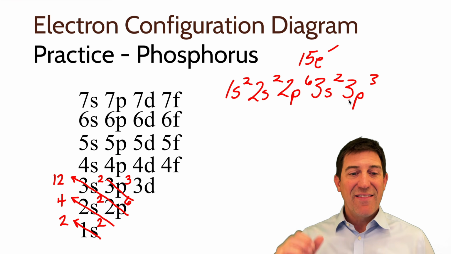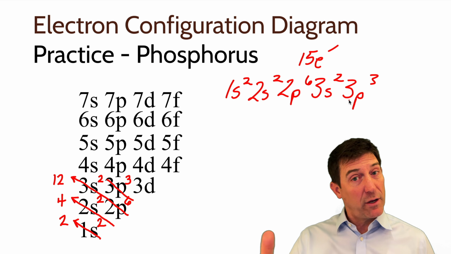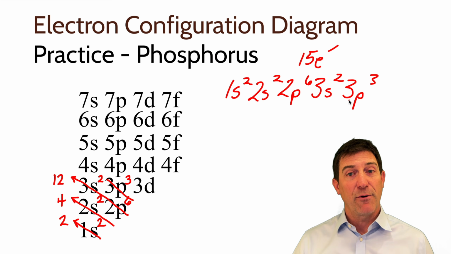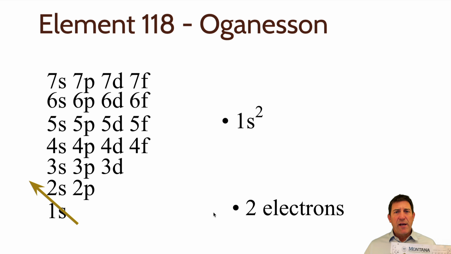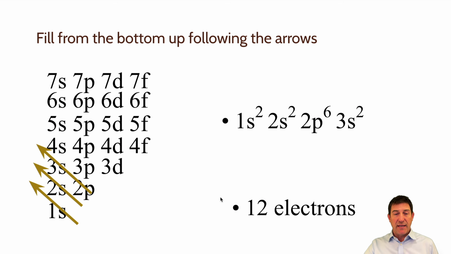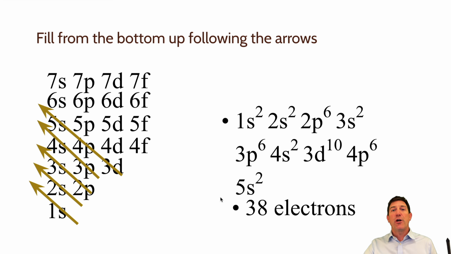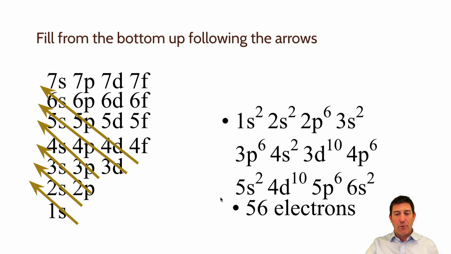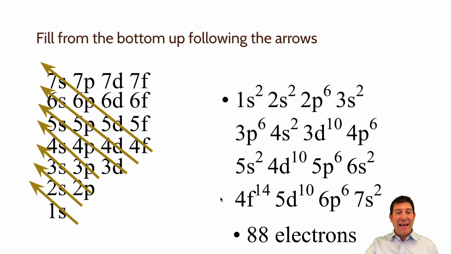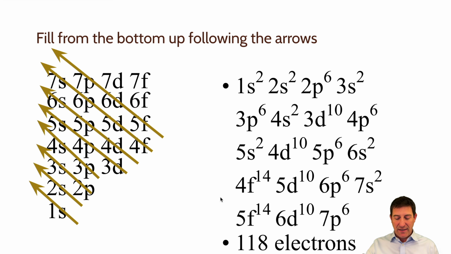But I promise you, this is a quicker way, kind of a shortcut, to be able to write out the electron configuration. The largest element on the periodic table is oganesson, 118. So if it had 118 electrons, this is what its electron configuration would look like. I just want to show you that the same process that we just did together works for even the largest atom on the periodic table. We're still going. We're up to 88, and finally we get to 118.